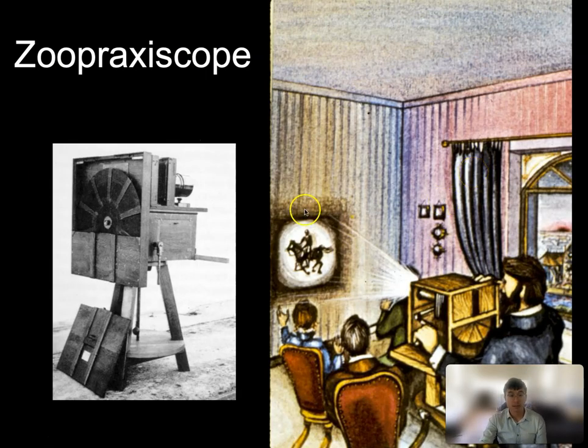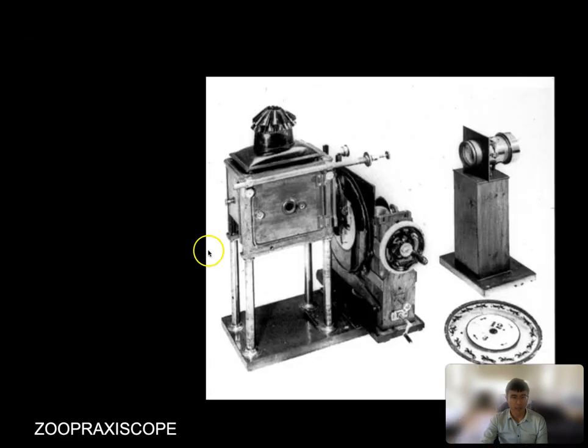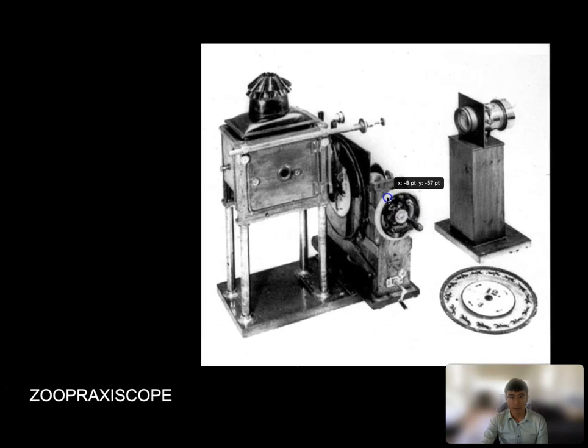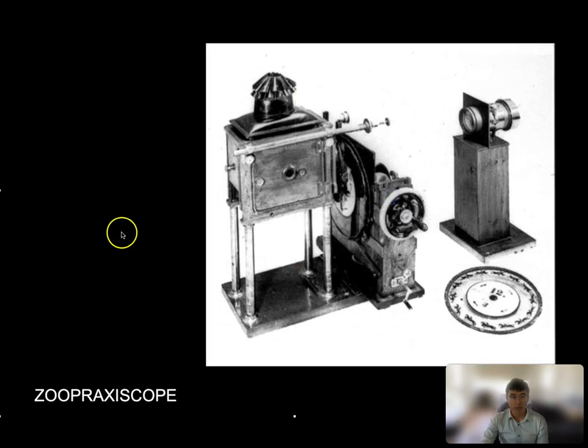And this is the device. This is a projector, the zoopraxiscope. You have the wheel right here. You have all the images here, and you have this light coming through here and projecting the wheel on the wall, and you get that object moving. And we have another view of this device, the zoopraxiscope.